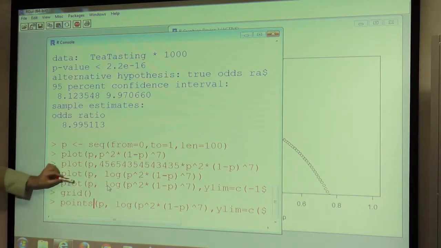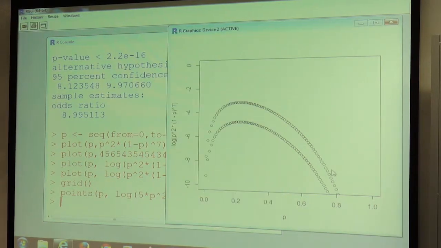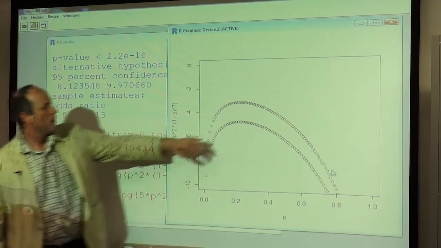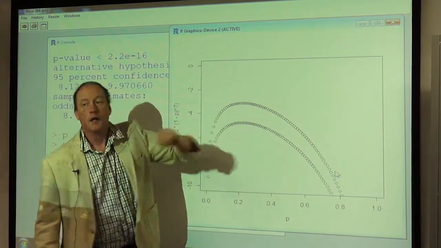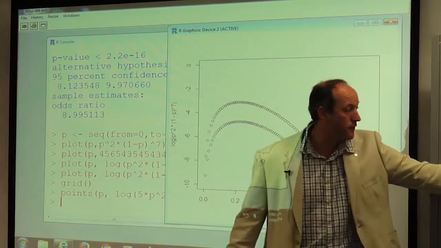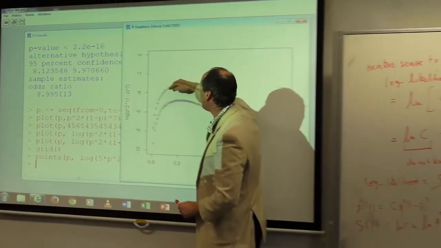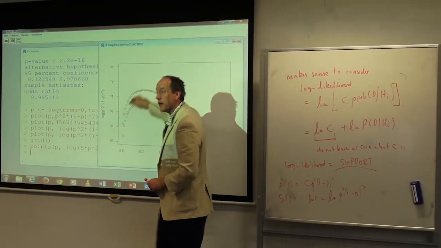Where was I? So I've got the plot. If I say points, it'll just put points on an existing plot and not overlap them. So I'll put 5 times that. The support curve is here, and instead of an arbitrary multiplicative constant, I've got an arbitrary additive constant, which is now the log of c, which takes this curve and moves it up. But you can see it's the same shape. It's the same information in it.